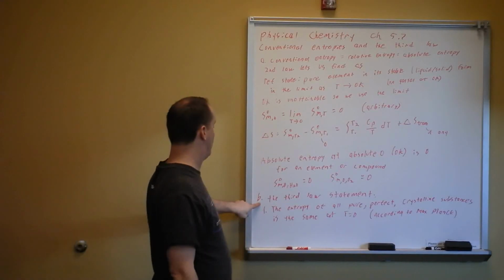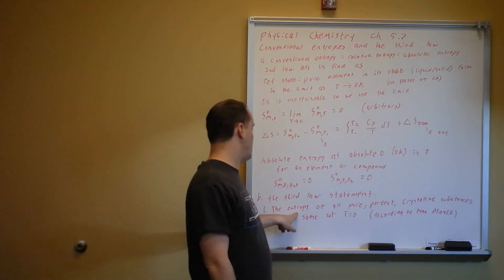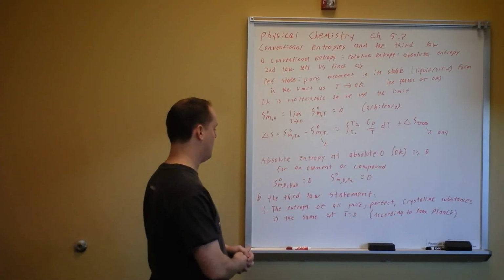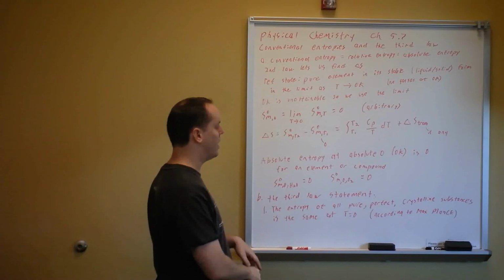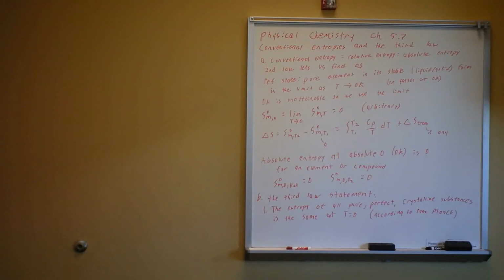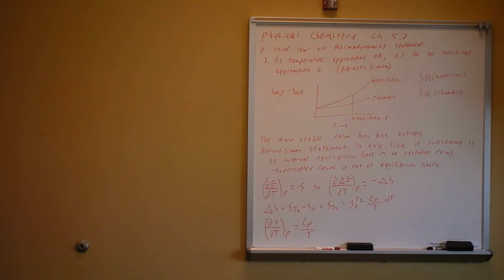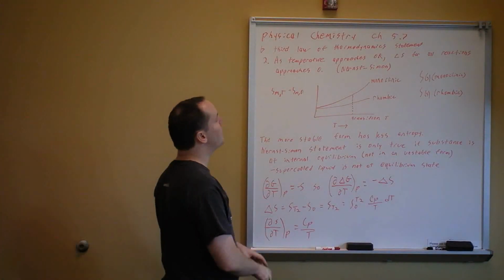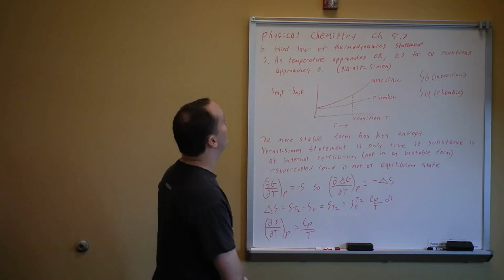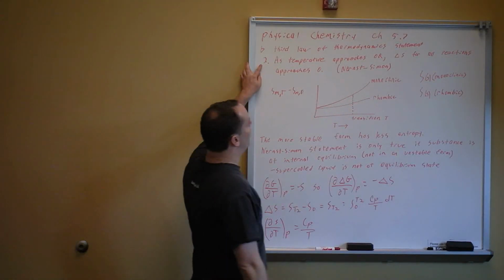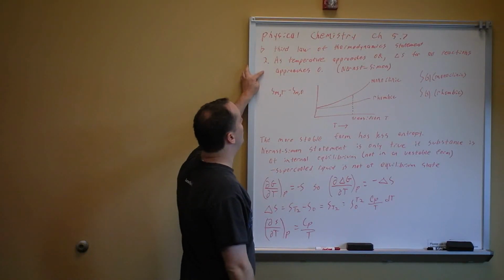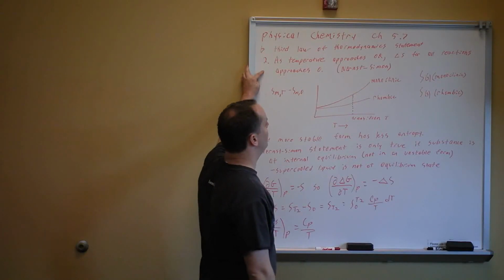Now, we have a couple of different third law statements. One: the entropy of all pure, perfect, crystalline substances is the same at temperature equals 0. That's the Max Planck version. Physical chemistry, chapter 5, section 7. We're talking about the third law of thermodynamics statement. Now we've got another form of the statement. As temperature approaches 0 kelvins, delta S for all reactions approaches 0. This is the Nernst-Simon statement.